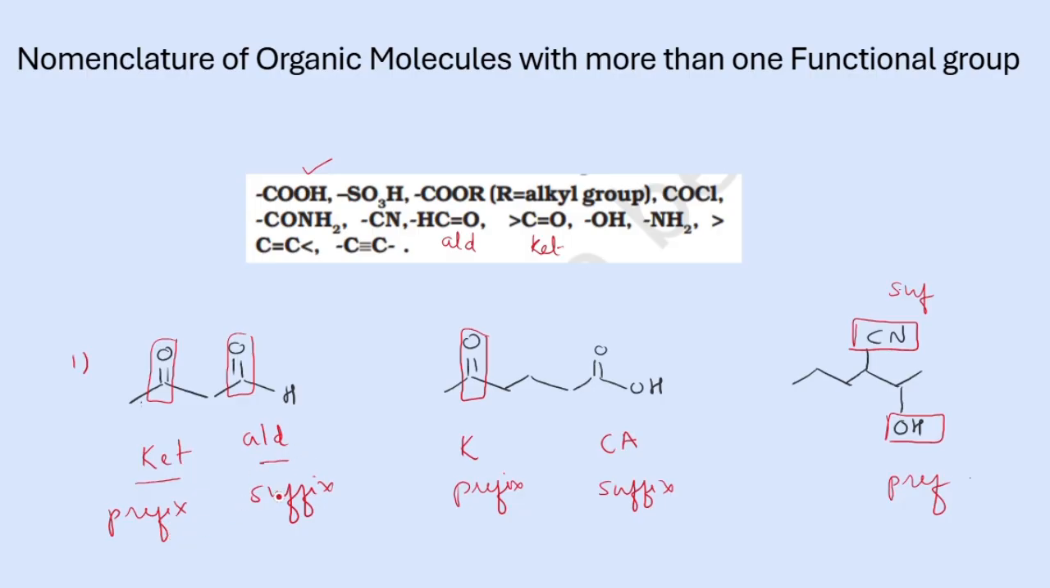Now, how to name these prefixes? Should I still call it one or keto or oxo? We don't know that. For OH, how to call this? Is it still alcohol or hydroxy? So for this, we need to remember what these functional groups are named as prefixes. So let's go through that table.